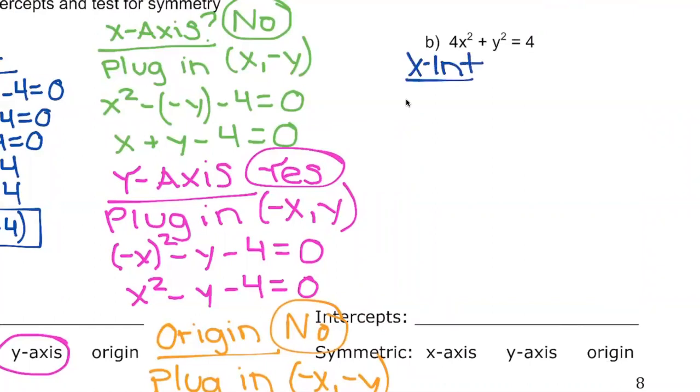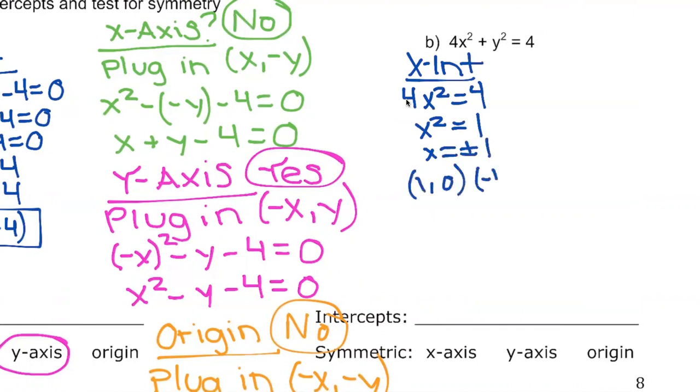For the x-intercept, we plug 0 in for y. So that's 4x squared equals 4. Divide by 4 on both sides, x squared equals 1. Take the square root of both sides. Make sure you take the plus minus sign. So you get positive 1 comma 0, and you're also going to get negative 1 comma 0. Both of those are intercepts.